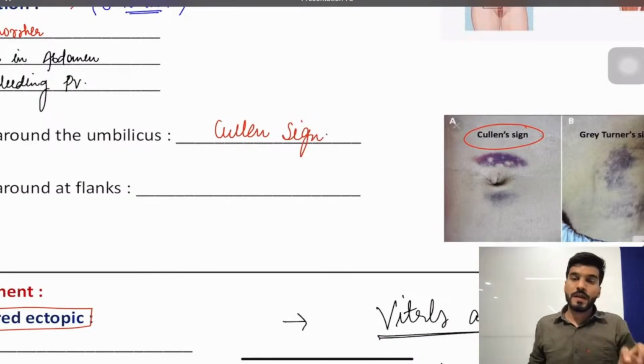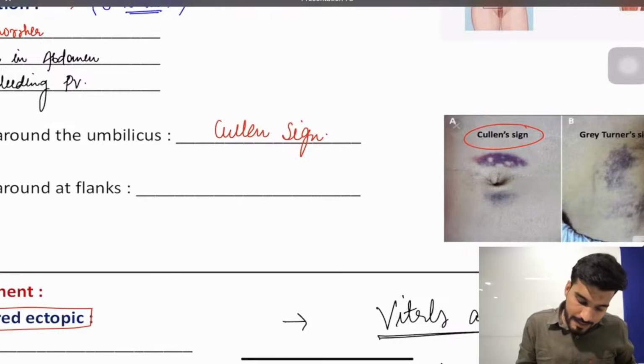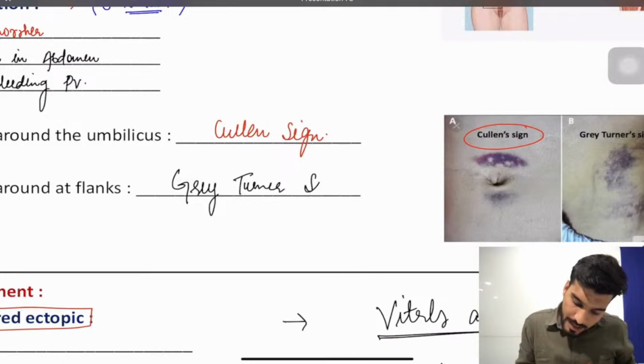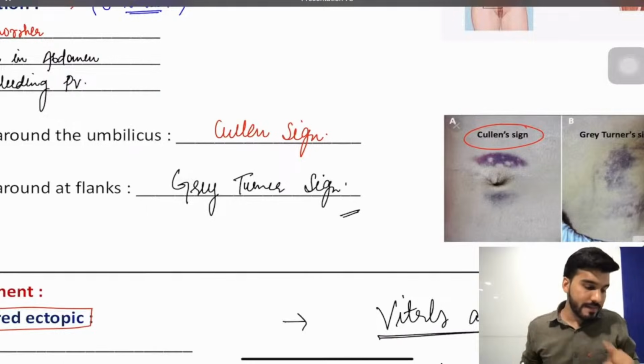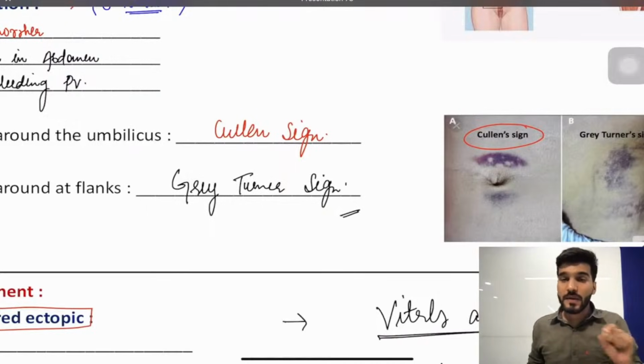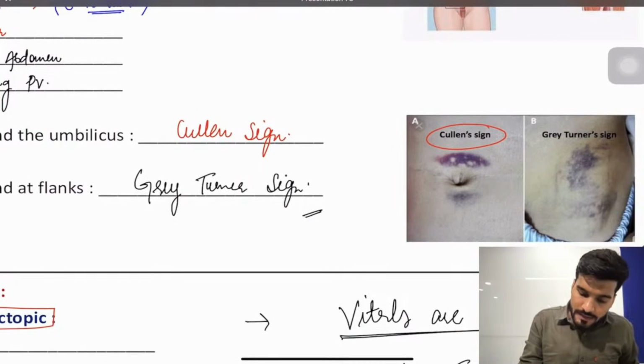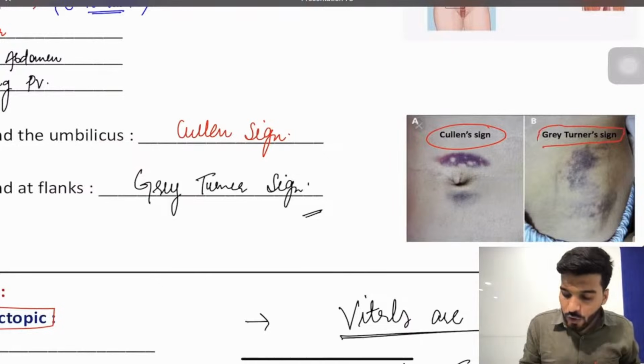Okay, and bruising around the flanks is called Gray-Turner sign. So Cullen sign and Gray-Turner sign are the classical signs seen in which condition? They are seen in ectopic pregnancy. Besides ectopic pregnancy, these signs are also seen in acute pancreatitis.